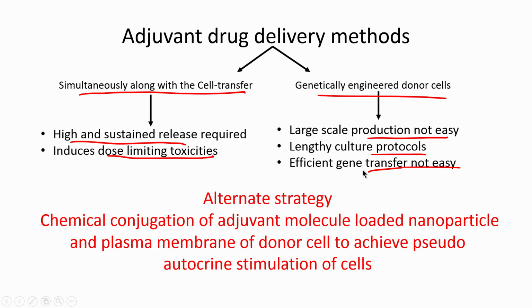So, what they are saying is instead of using these two strategies, they are looking at an alternate strategy, which is chemical conjugation of the adjuvant onto a particle and loading it onto the plasma membrane of the donor cell. The ultimate goal is to achieve a pseudo autocrine stimulation of the cells, and we will discuss this in detail in the next few slides.